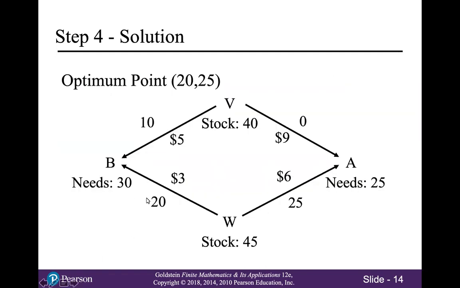All right, so in other words, the most economical way to supply the TVs is to send 20 from W to B and 25 from W to A, which means that V will send 10 TVs to store B and will send 0 to store A. Remember earlier we said that it's really expensive to ship them from V to A. So we're not going to ship any that way. We're going to ship all of store A's TVs from warehouse W and go from there.